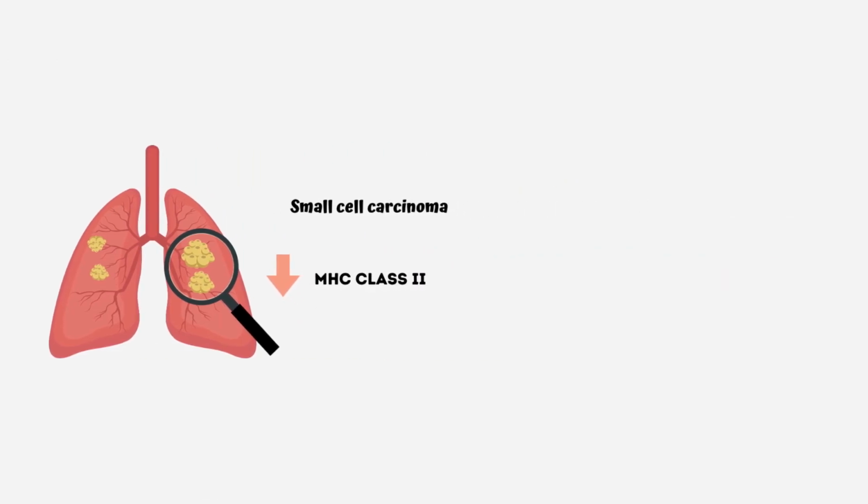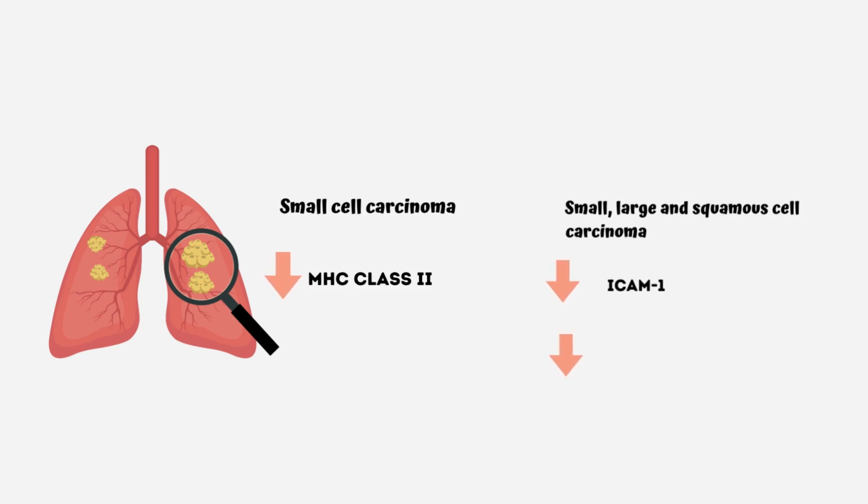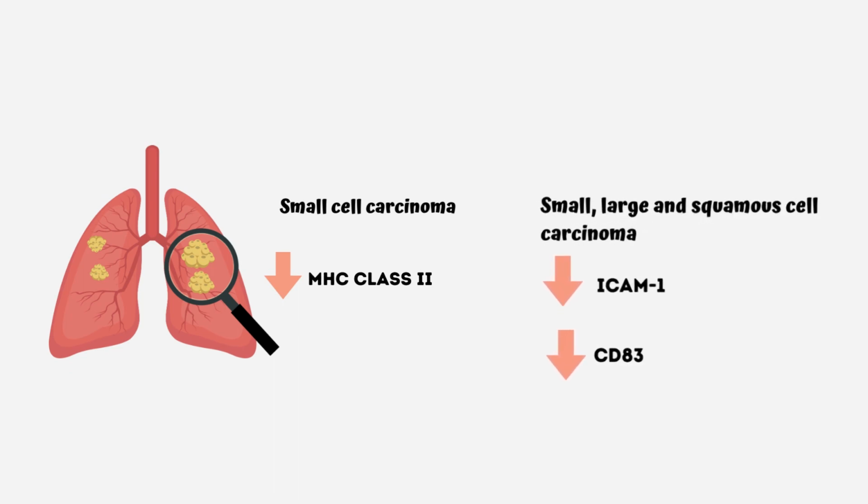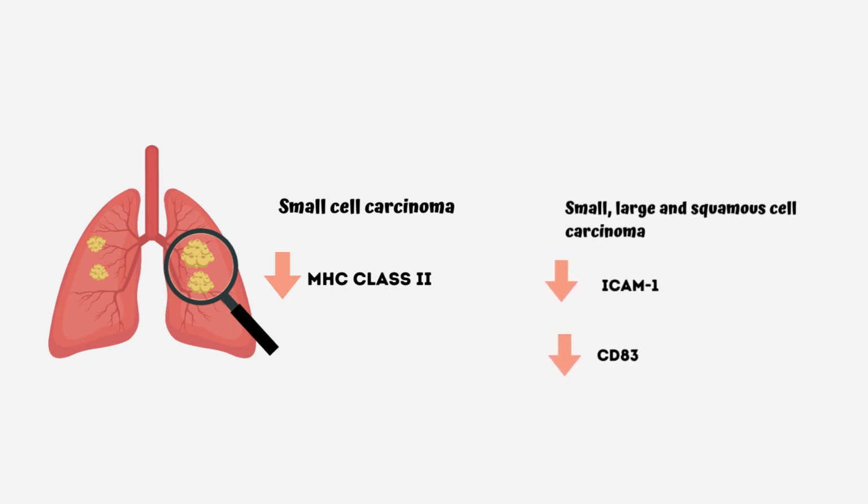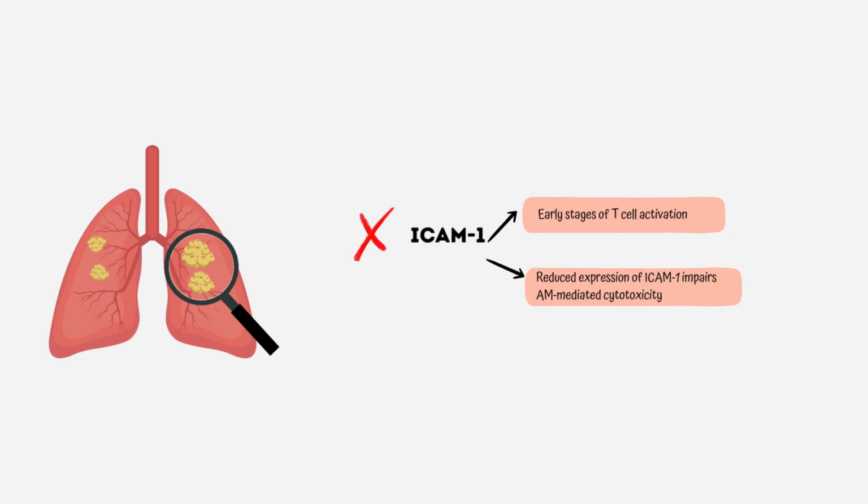Altered cell surface expression of MHC molecules on AMs has been found in patients with lung cancer. Decreased MHC class 2 expression on AMs from patients with small cell carcinoma, and decreased intracellular adhesion molecule, ICAM1, and CD83 expression from patients with small, large, and squamous cell carcinoma after IFN gamma stimulation have been demonstrated by flow cytometry. Conversely, McDonald and Atkins found no difference in the expression of ICAM1 with or without IFN gamma stimulation. ICAM1 plays an important role in the early stages of T-cell activation. Reduced expression of ICAM1 therefore impairs AM-mediated cytotoxicity.